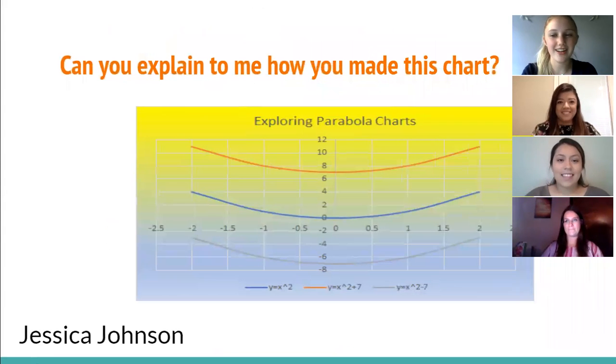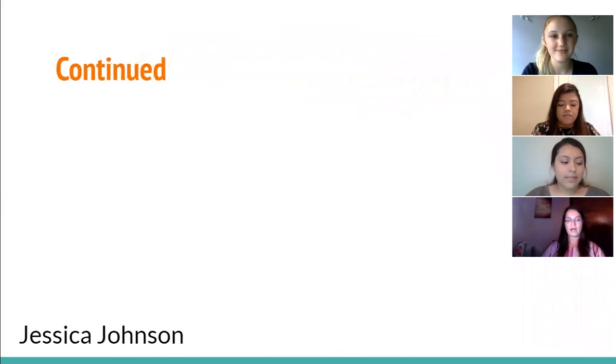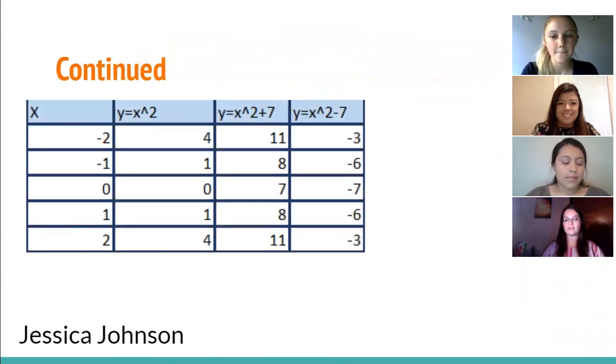Right, let's get started. Jessica, can you explain to me how you made this chart? Claudia, I would love to explain to you how I made this chart. I used a range of -2 to +2 for my variable x. If I remember correctly, the variable has to follow the rules that a function gives them. You're right, CC. Our given variable in the x column has to follow the rules that the functions of y equals x squared, y equals x squared plus 7, and y equals x squared minus 7.